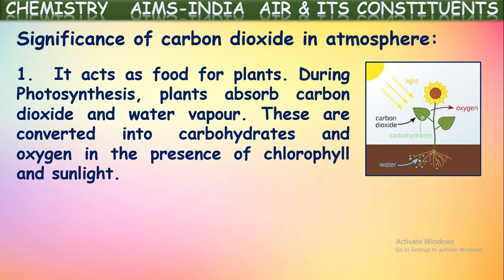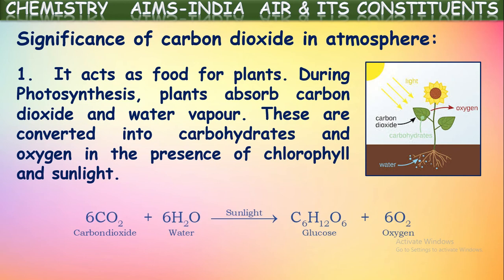These are converted into carbohydrates and oxygen in the presence of chlorophyll and sunlight. In this way, they prepare their food in the form of carbohydrates from carbon dioxide taken from the atmosphere and water absorbed through roots from the soil. In this way, carbon dioxide is the main source for food production in plants. That is one of the major uses of carbon dioxide.